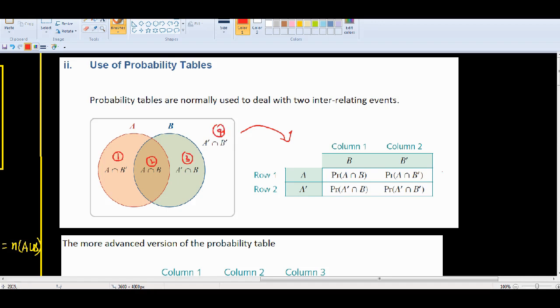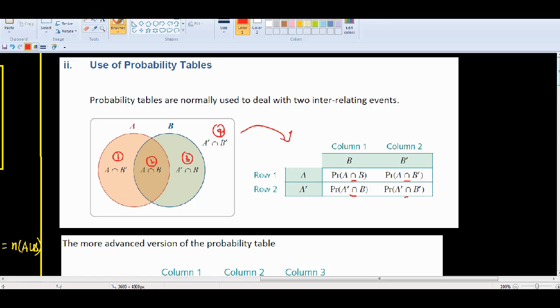Okay, and you could actually put all this information into a two-way table by using columns. Column 1, column 2 as B and not B, that means the complement of B, and rows A and not A, and then in the table each cell represents a probability of what? Intersection. So all these probabilities are about intersections. Alright, so that's very interesting.